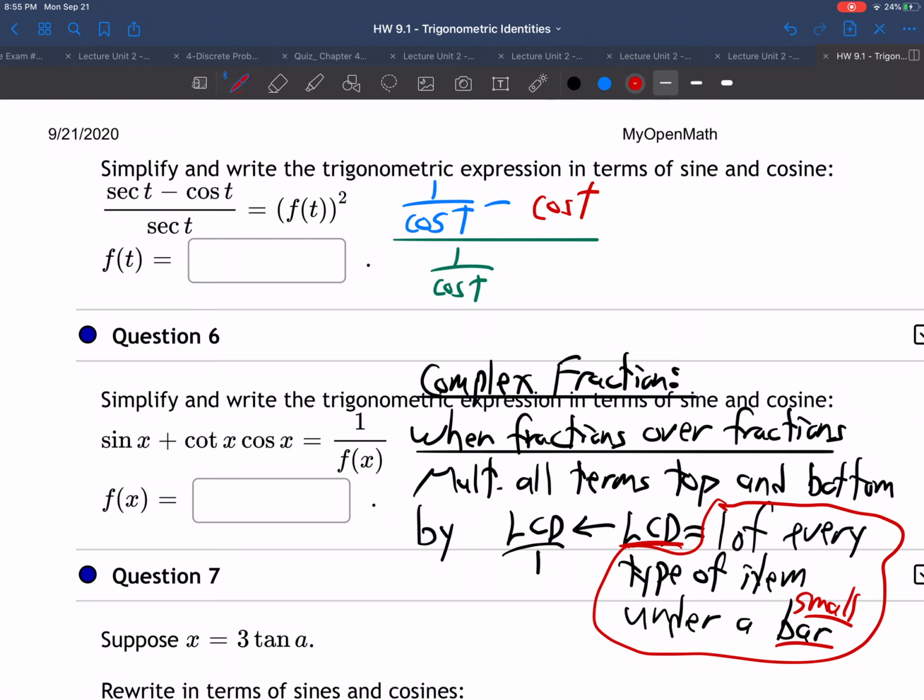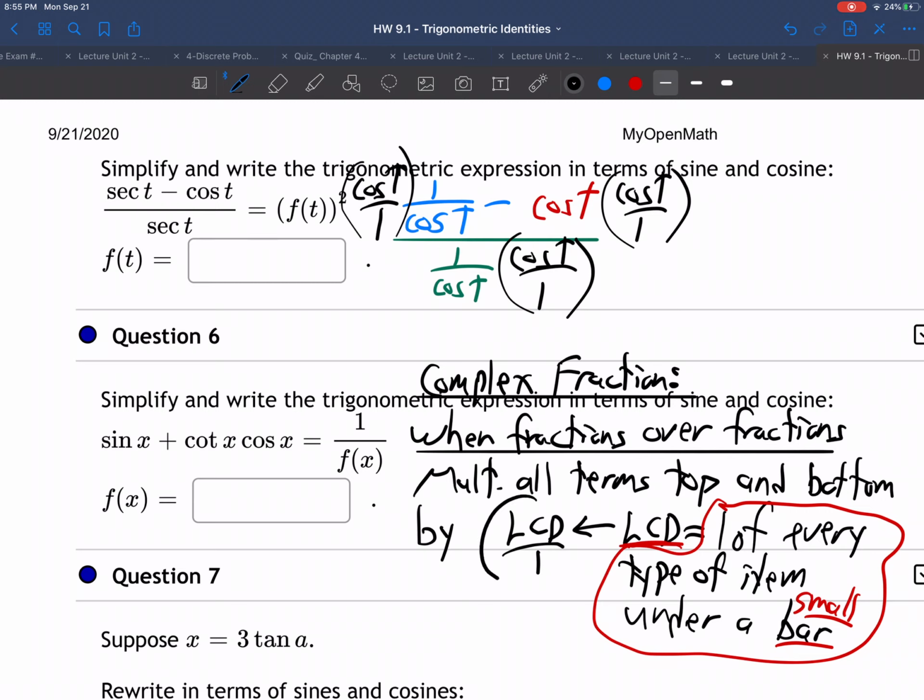So in our case, the LCD is just cosine. Cosine of t over 1. Cosine of t over 1. And cosine of t over 1. See how I did that? I did LCD. See what it did, like it said right there? LCD over 1. The LCD is just cosine. It's not both of them, right? Again, you just use 1 of every type of item that's under a small bar.